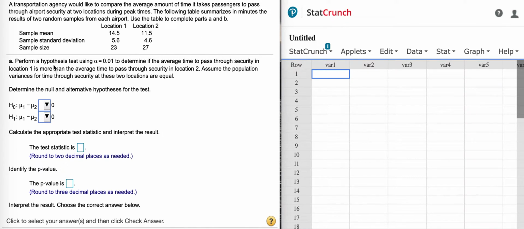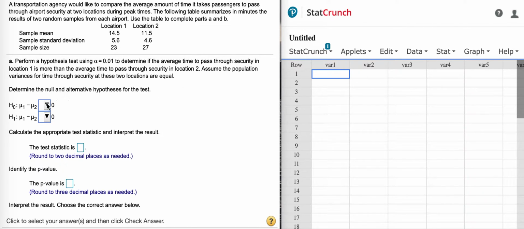So we want to perform a hypothesis test using significance level alpha equal 0.01 to determine if the average time to pass through security in location 1 is more than the average time to pass through security in location 2. We're going to assume that the population variances for time through security of these two locations are equal. So we're going to be doing a pooled test, equal variances.